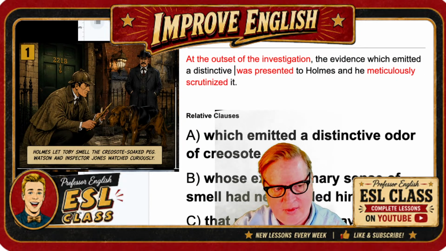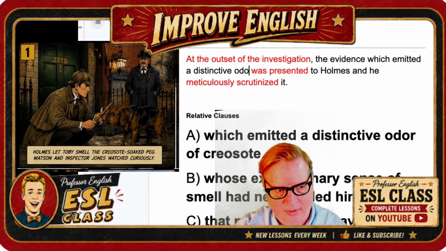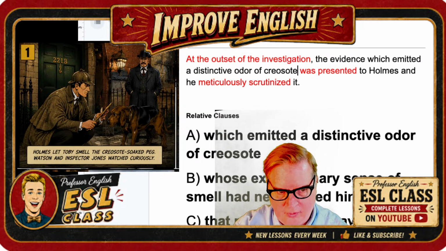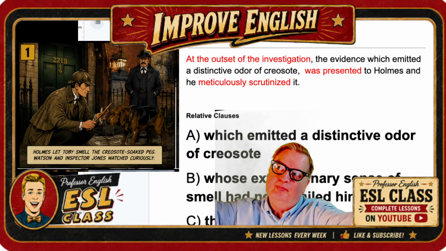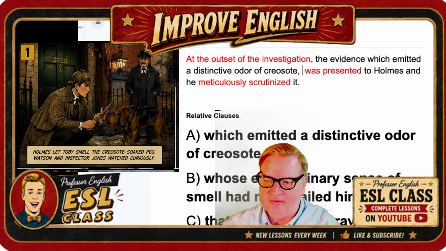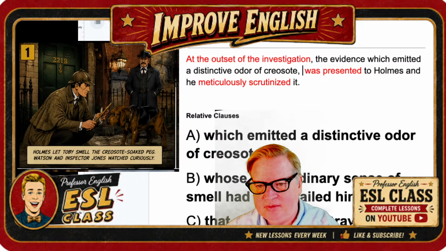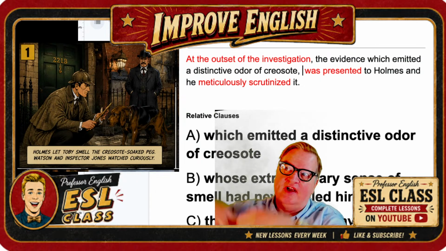Emit means to give out, to give out of itself. It's kind of like radiate. Do you know the word radiate? Like a radiator. So the evidence is emitting an odor. The evidence is giving out an odor.